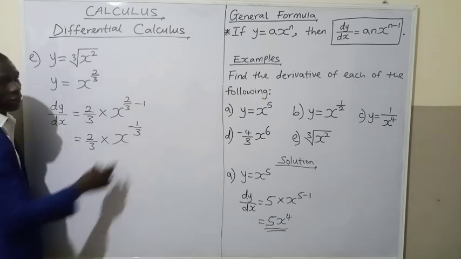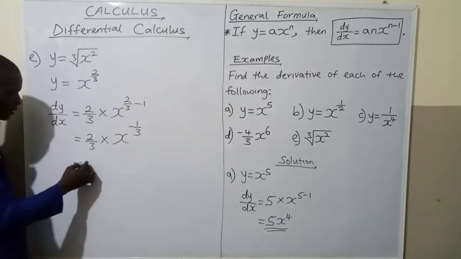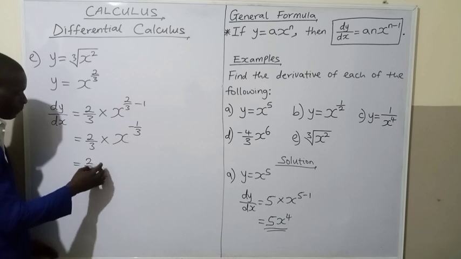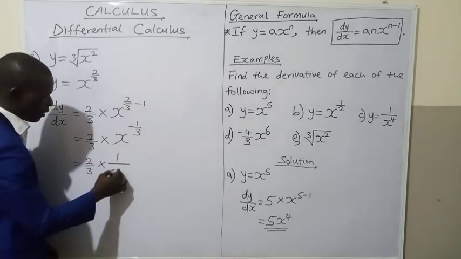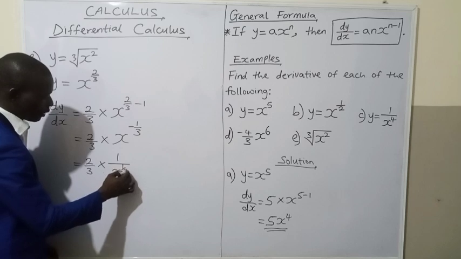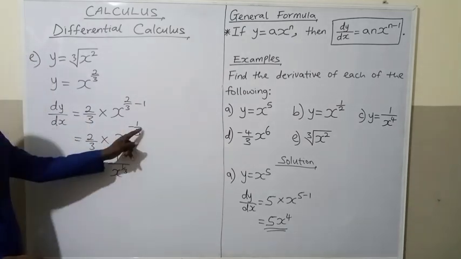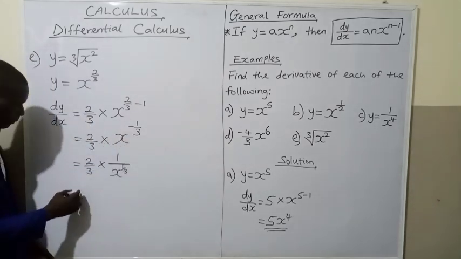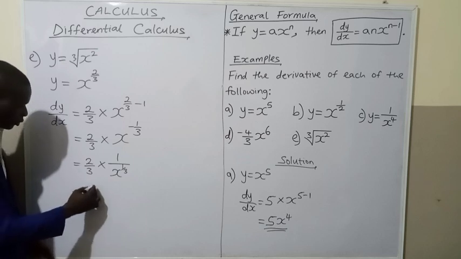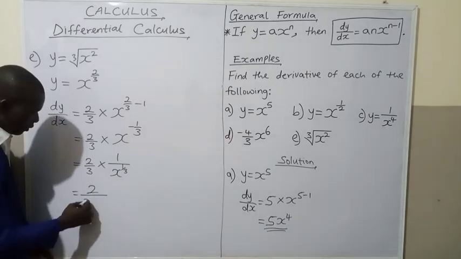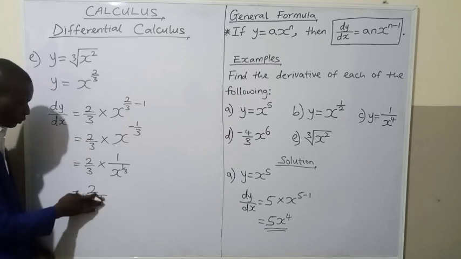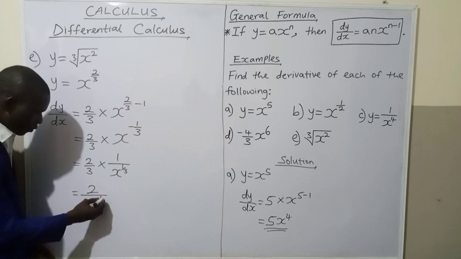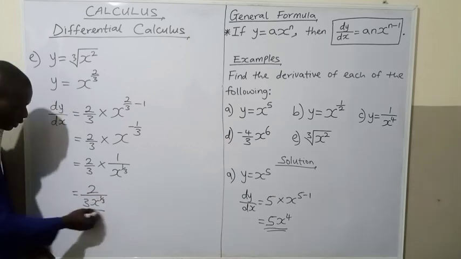And then simplifying this also by that law of indices says 2 over 3 multiplied by 1 over x raised to power 1 over 3. This helps you to deal with the negative power. So what happens in this case? So that becomes 2 over 3 x raised to power 1 over 3. That's the derivative, 1 over 3. So this is a way to represent that.